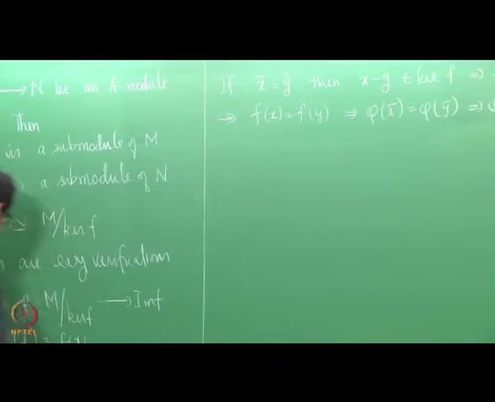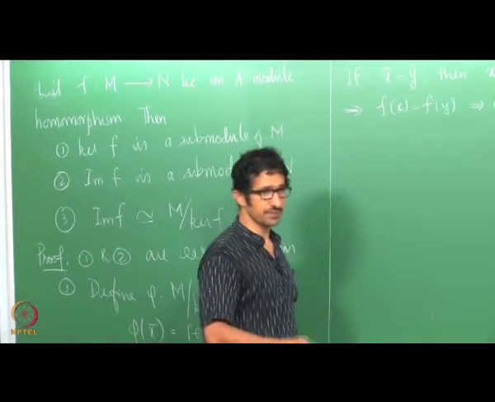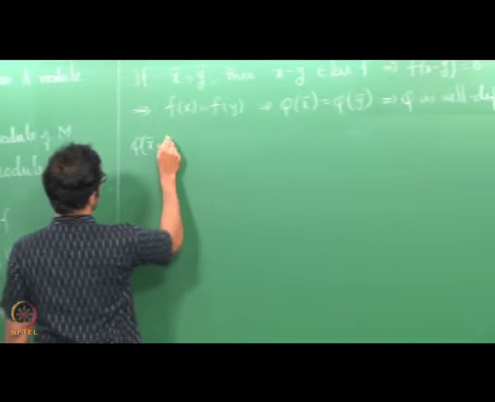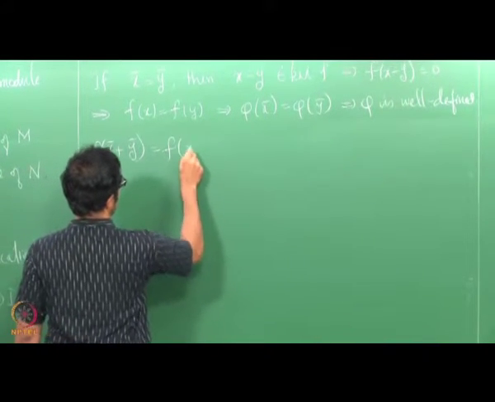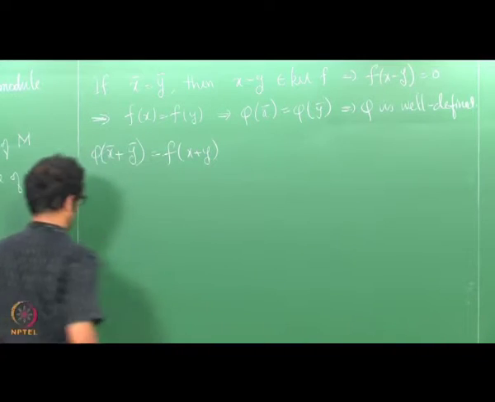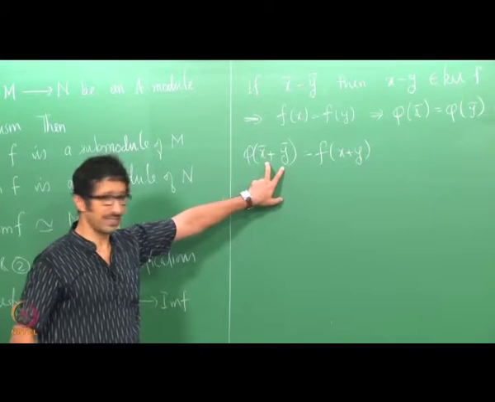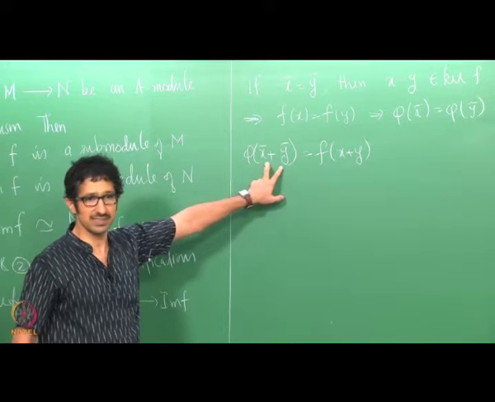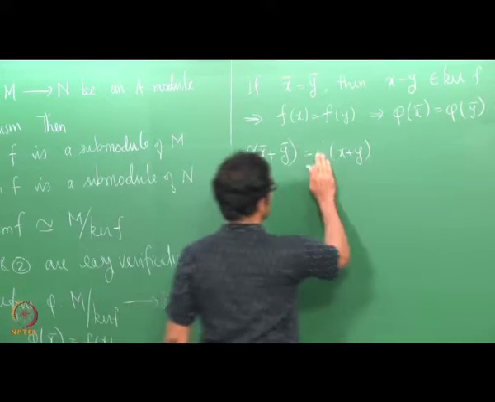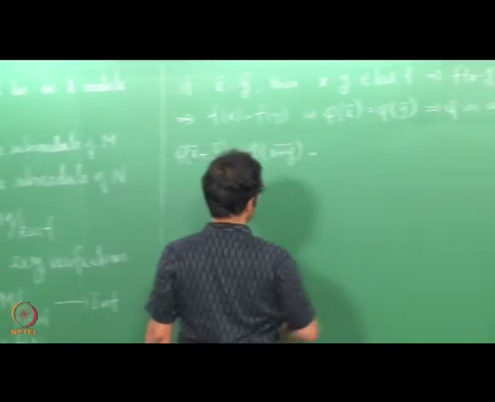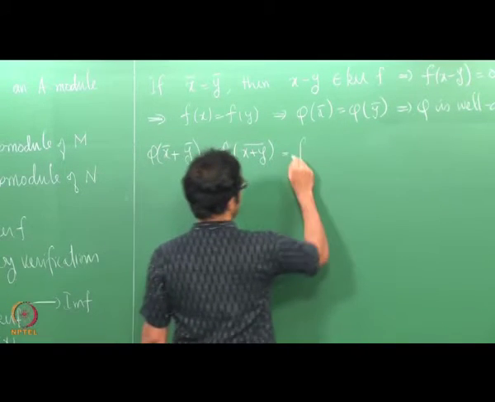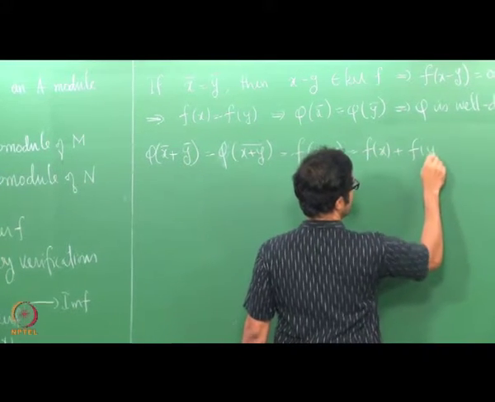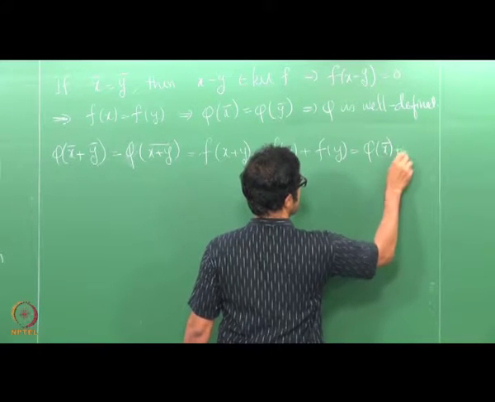Now, why is phi a homomorphism? Because f is a homomorphism. So, phi of x bar plus y bar is f of x plus y. This is x bar plus y bar by definition of addition in quotient module. This is same as x plus y bar. So, phi of x plus y bar is equal to f of x plus y, which is same as f x plus f y, which is same as phi x bar plus phi y bar.